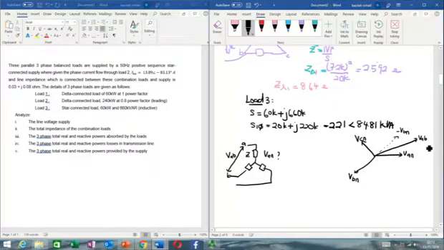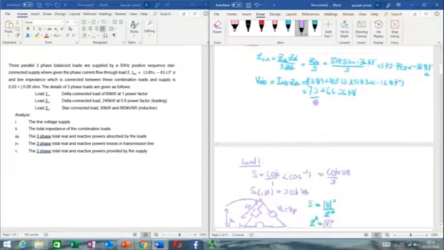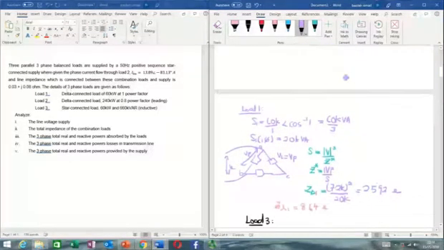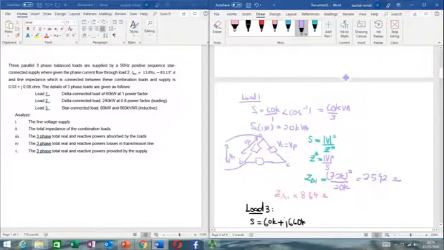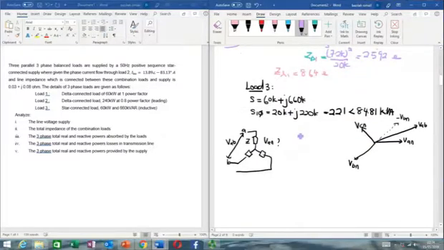VAB we already calculated just now: 7.2 kV, angle 66.26.